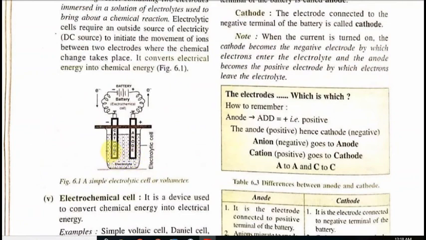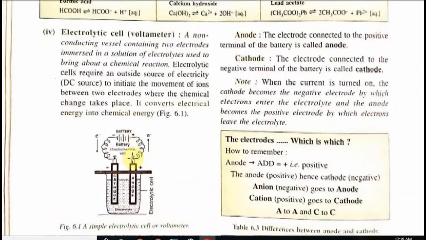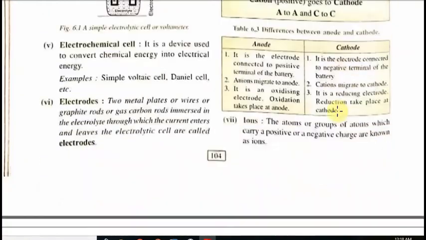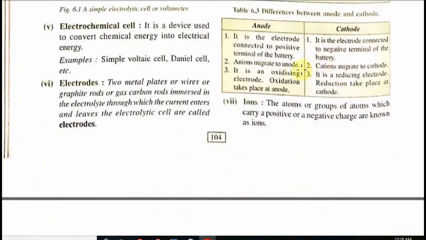This electrode is minus, so it is called cathode. This is plus, so this is called anode. Now students, going to this definition, anode is a positive terminal and cathode is a negative terminal. So when current is turned on, the cathode becomes the negative electrode by which electrons enter the cell, and the anode becomes the positive electrode by which electrons leave the electrolyte. So this is the difference between the anode and cathode.